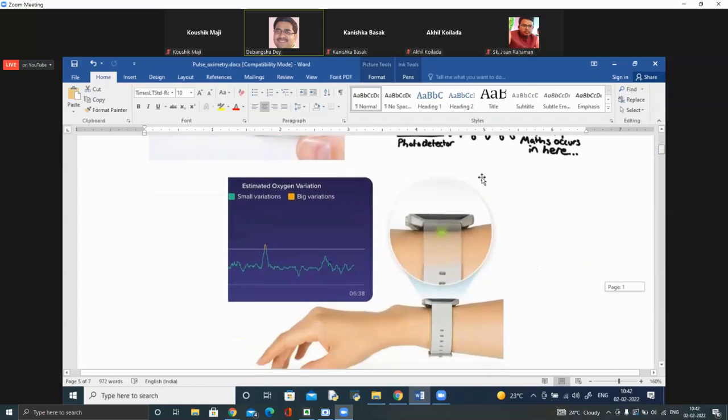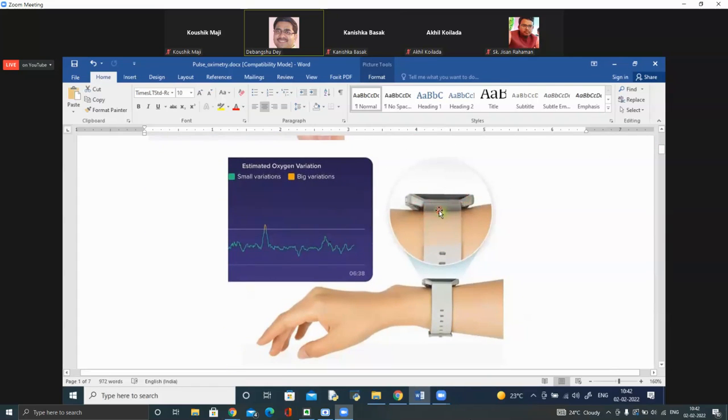So nowadays, people are also trying to add, say, blood sugar monitoring and other things. They are finding whether any other wavelength has some relationship with the blood sugar. So from that, they can also find out the blood sugar.